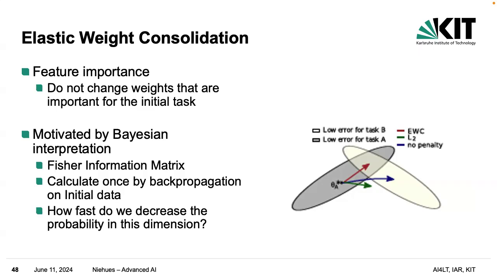The idea is that you look, for each parameter, at how fast the probability of the correct solution decreases in this dimension. If it's decreasing very fast, then you shouldn't change it, because you very quickly get a bad model. While for parameters where it's not decreasing fast, you can change them.